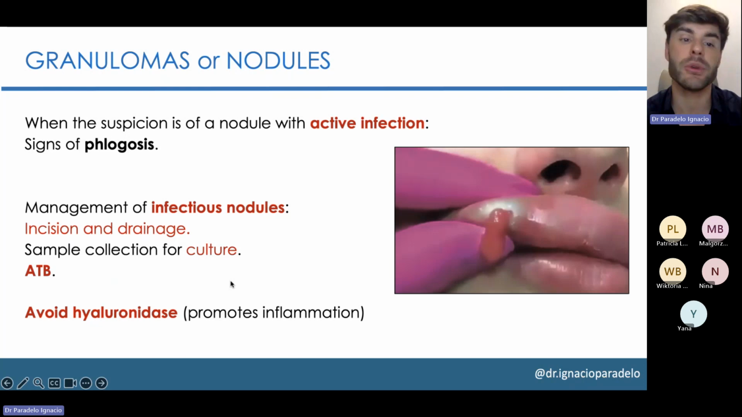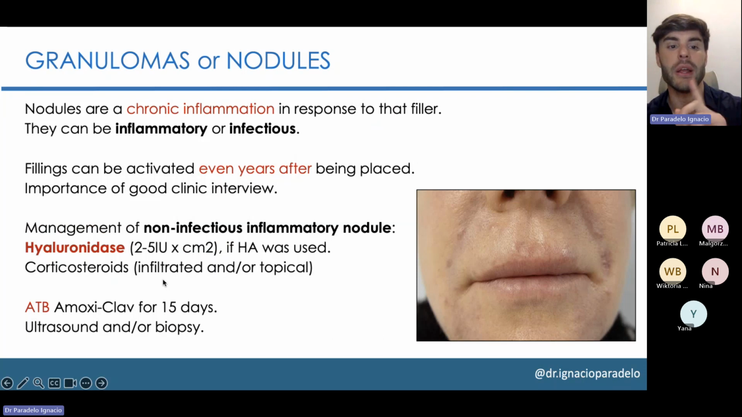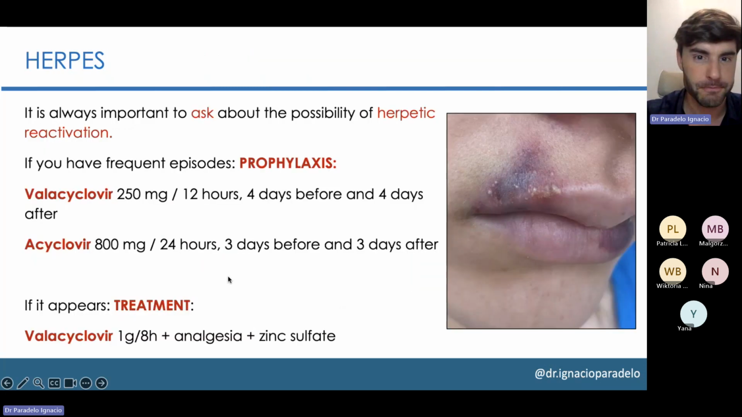So in this case, the most important thing to do is an incision and drainage of that infection, take a sample collection for culture, and give antibiotics to our patients. And another thing to know is that we have to avoid hyaluronidase because it promotes inflammation. So if we are treating a granuloma, a non-infectious inflammatory nodule, we're going to use hyaluronidase and corticosteroids. And if we're treating an infectious nodule, we have to do an incision, drainage, and give antibiotics, and avoid hyaluronidase.